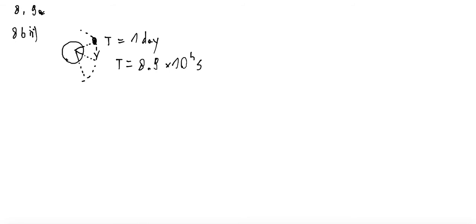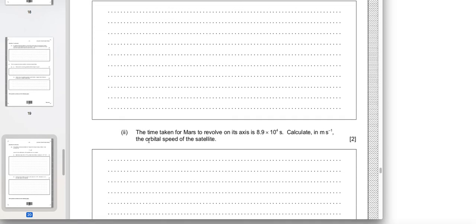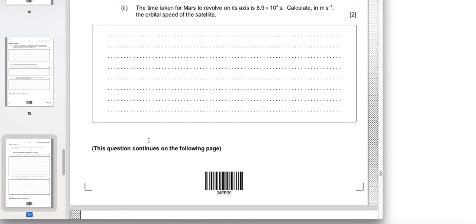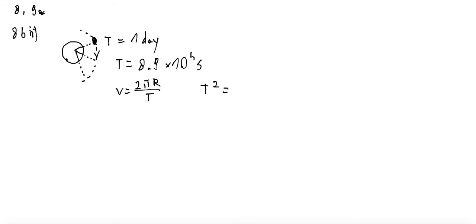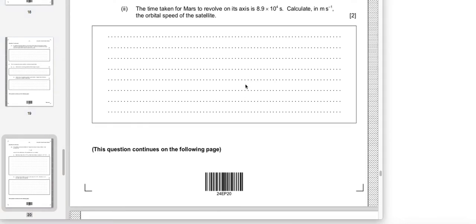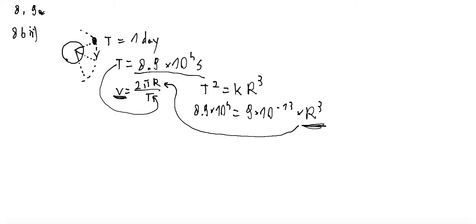So what is orbital speed? Orbital speed is 2 pi r over T. And we have r? No, we don't have r. We have constant k. So let's look. We can calculate r because in the previous point you wrote that T squared is equal to k r to the power of 3. T is given, 8.9 times 10 to the power of 4. k was calculated, 9 times 10 to the power of minus 13, times r to the power of 3. So by using this equation you can calculate r, and then by using r and T you can calculate v.